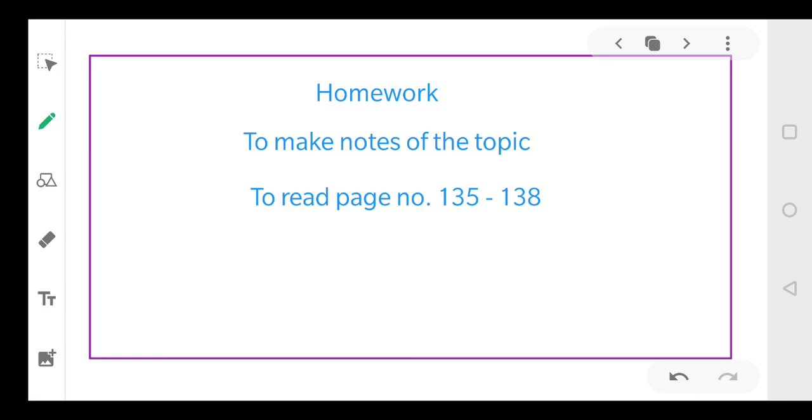So with this, we finish the various cell organelles that are present in the eukaryotic organisms.